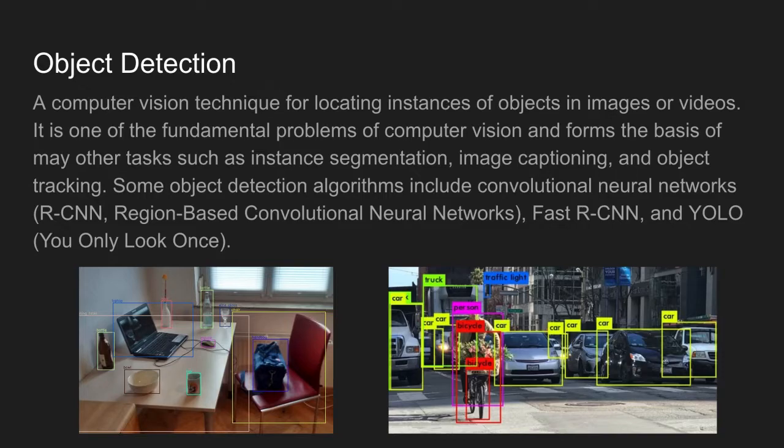Some object detection algorithms include convolutional neural networks, RCNN, or region-based convolutional networks, fast RCNN, and YOLO, you only look once. Here are two examples of object detection. On the right shows a picture of simple objects, and on the left something more related to autonomous driving, since there are cars, a truck, traffic light, and a cyclist being detected.